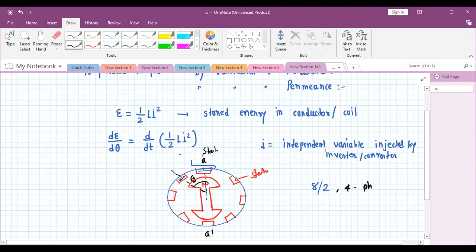So does the current depend upon theta or not? No, because the current is independent. You are supplying it from the outer side. So the current does not depend upon theta, or we can say the rotor position. Why is it called independent? Because it doesn't depend upon the rotor position, that is theta.